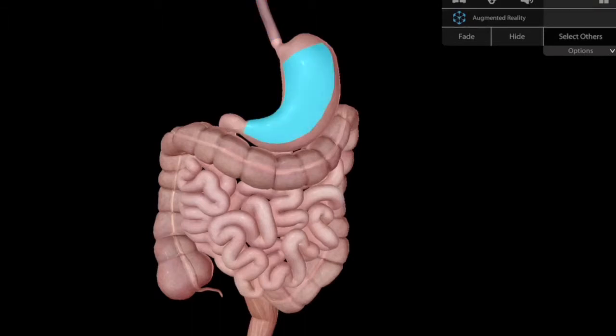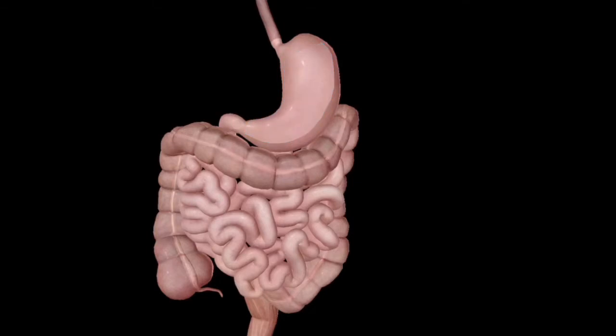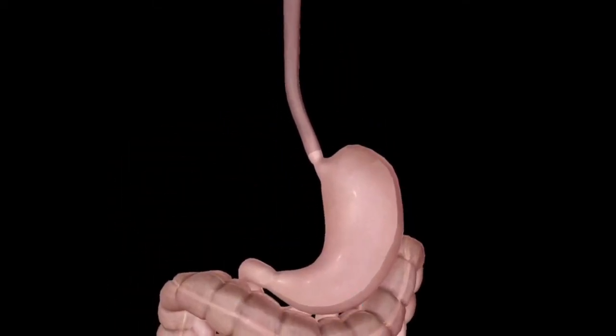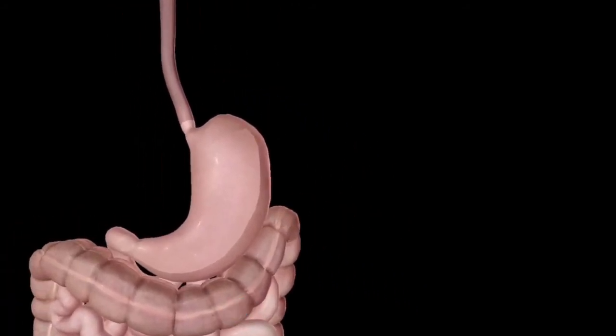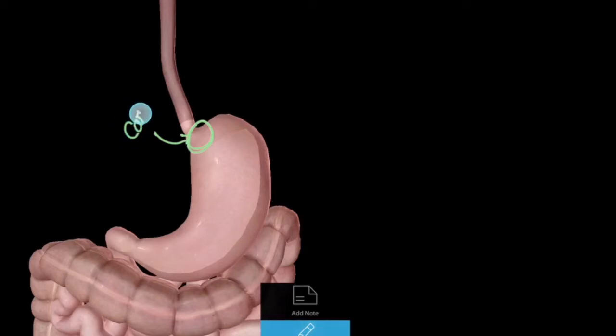If you see on here, the stomach is going to be divided into different regions. The first region that will be surrounding the entrance of the esophagus would be the cardiac region, and we're going to call this sphincter located in the cardiac region the cardiac sphincter. This is my cardia on here. I have this dome-shaped part of the stomach. This is the fundus of the stomach.